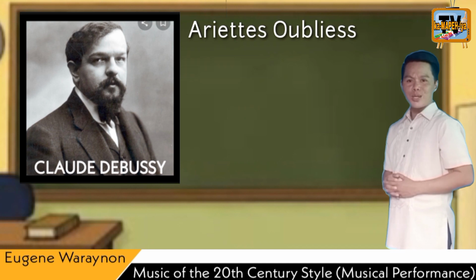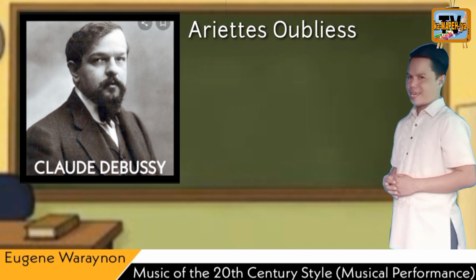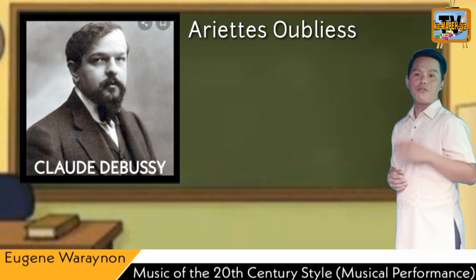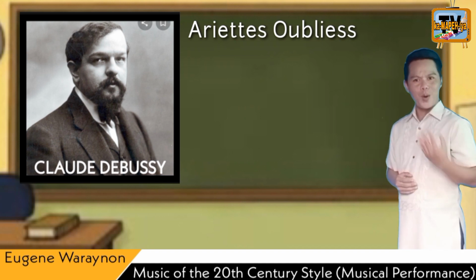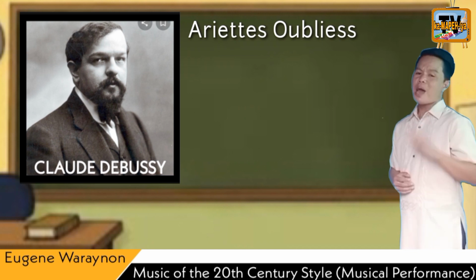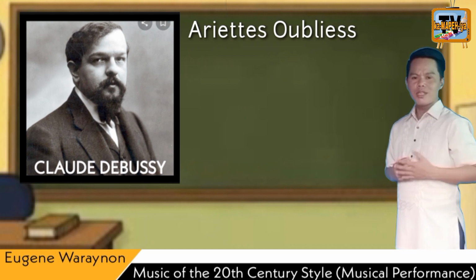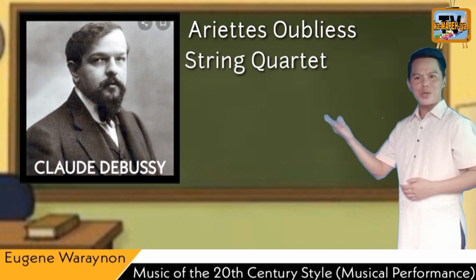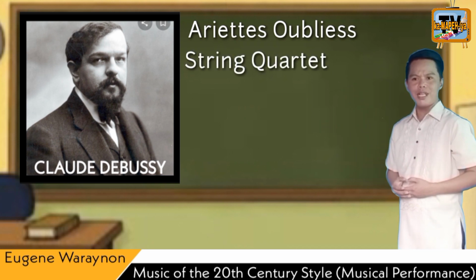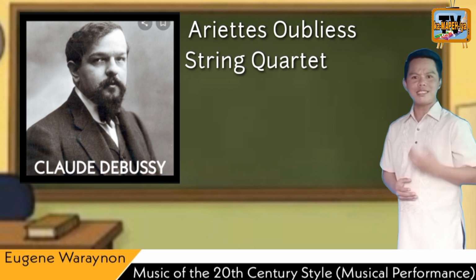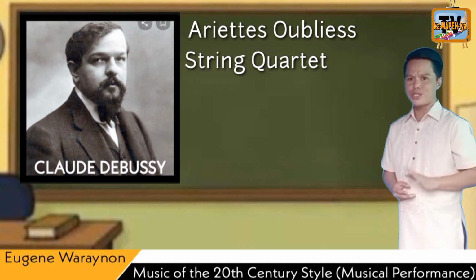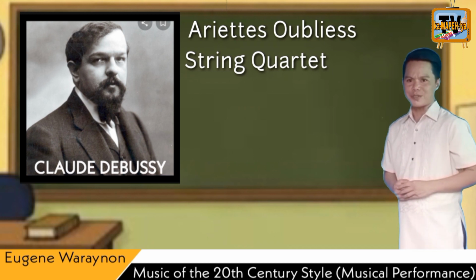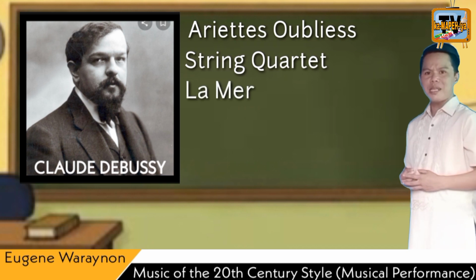Debussy's works include Ariettes Oubliées. Ariettes Oubliées is a song cycle for voice and piano composed by Claude Debussy, of course, based on poems of Paul Verlaine. Another is the String Quartet. A string quartet is a musical ensemble consisting of 4 string players, which are 2 violin players, a viola, and a cello player. Then he also has La Mer.